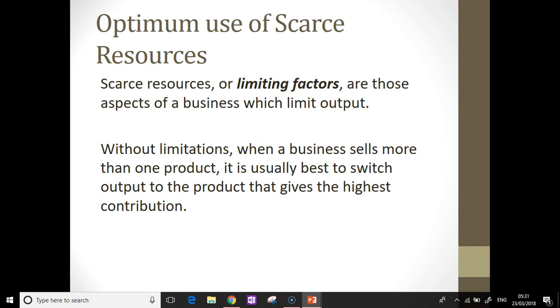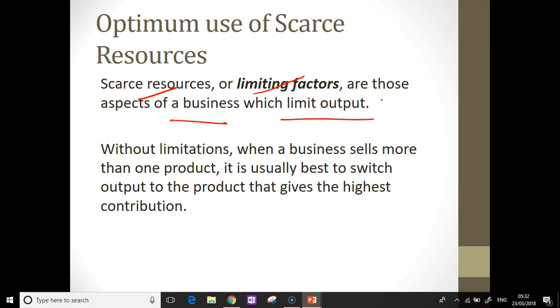What is it saying? Scarce resources or limiting factors. Like I said earlier on, we'll see examples in a second. Scarce resources or limiting factors are those aspects of business which limit output. Because you don't have enough of it, you can't quite satisfy demand the way you want to. And if you didn't have this limiting factor, you could just make as much. So for example, time is always a limiting factor to a certain extent. People have to go home, so you just can't have them there all the time.